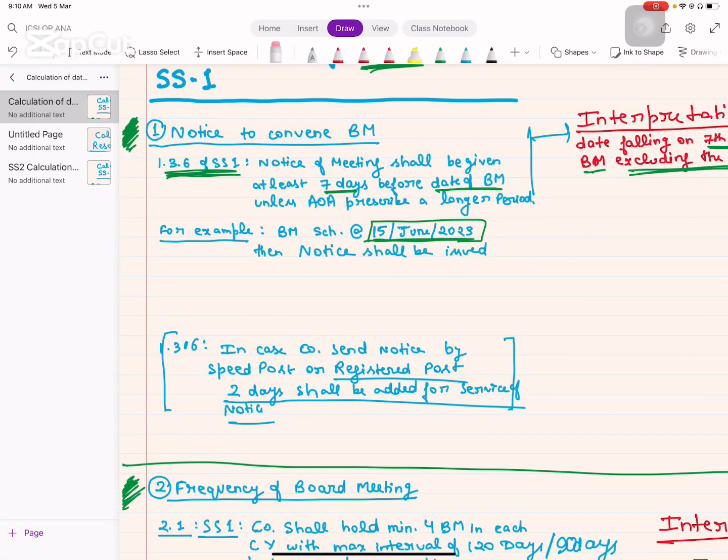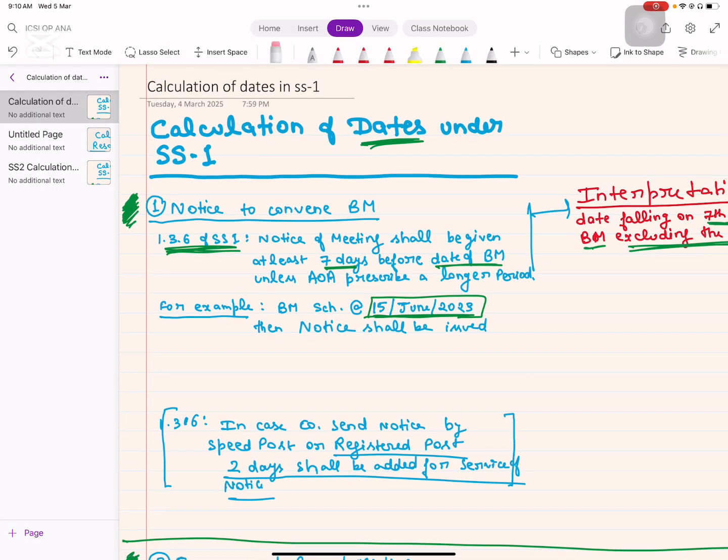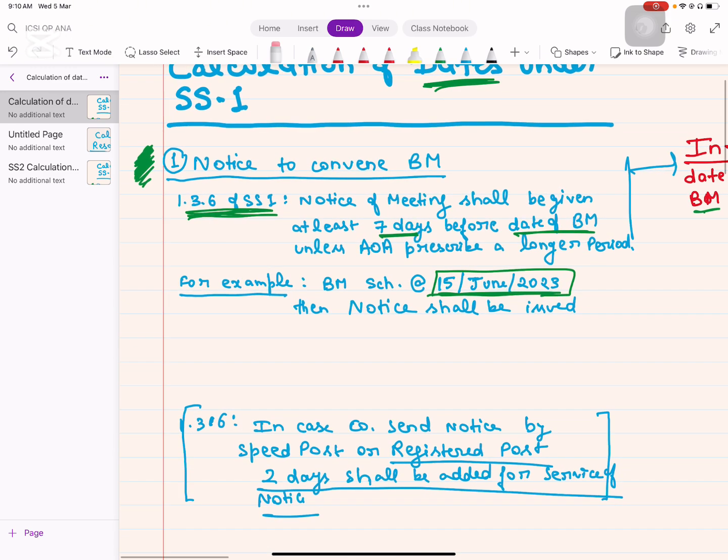Hello guys, my name is Kushagra Agarwal and today we will discuss the calculation of dates under Secretarial Standard 1. Now our first point is notice to convene board meeting.